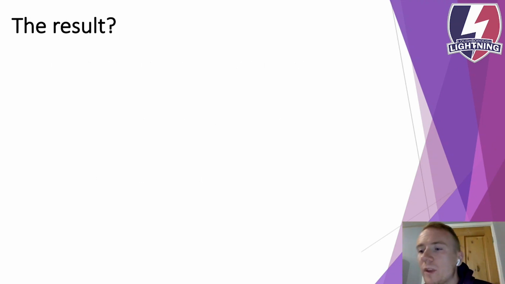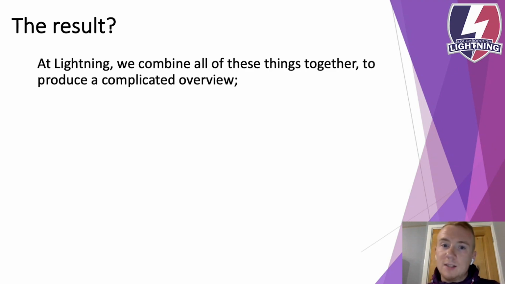Okay, so the result then, and this is where I'm really going to share some real inside information on what we do here at Lightning, stuff that's not normally seen anywhere else. We will combine all these things at Lightning together. So we have a whole host of performance questions that we want answering, and as a result, we have all of these different performance indicators that we code during training and matches for our different age groups.